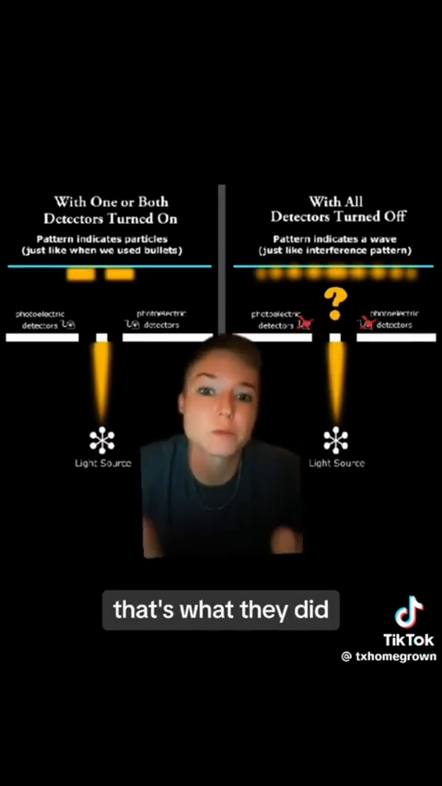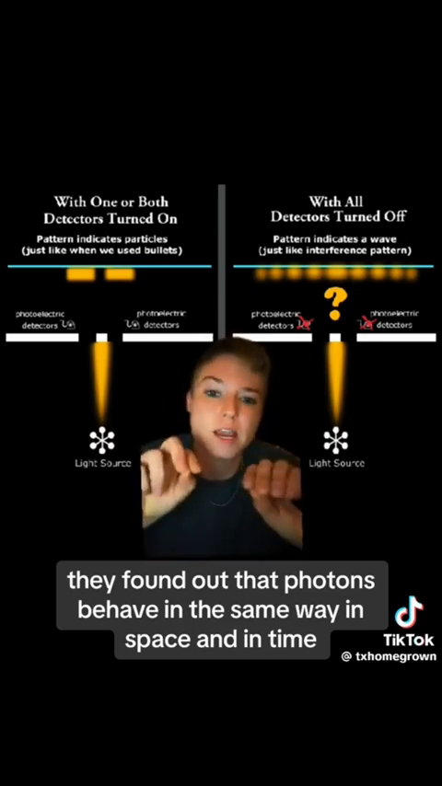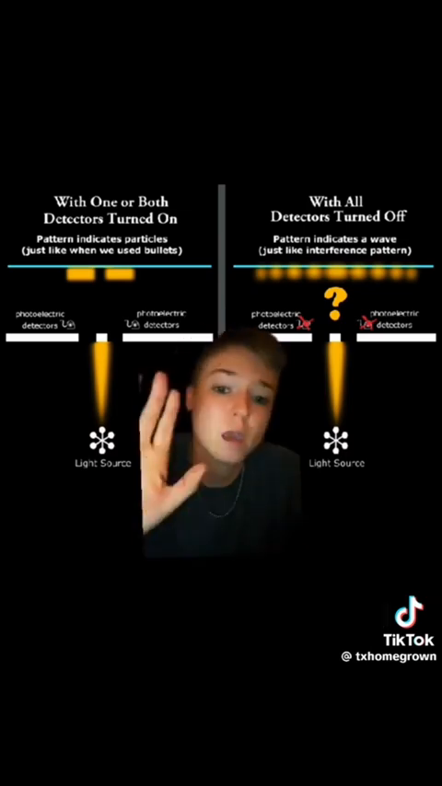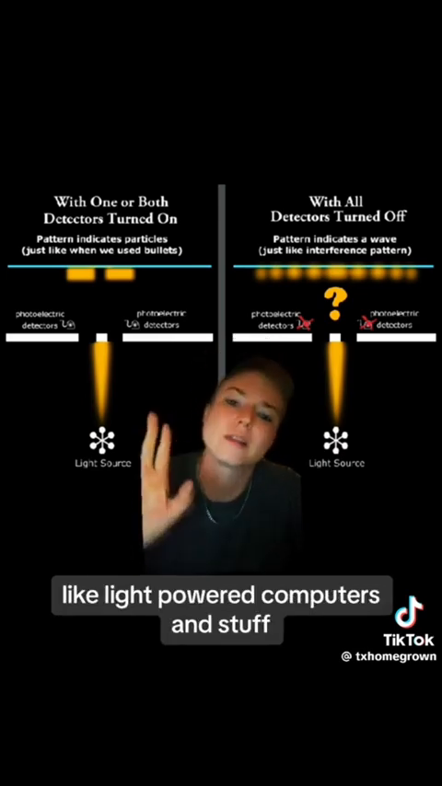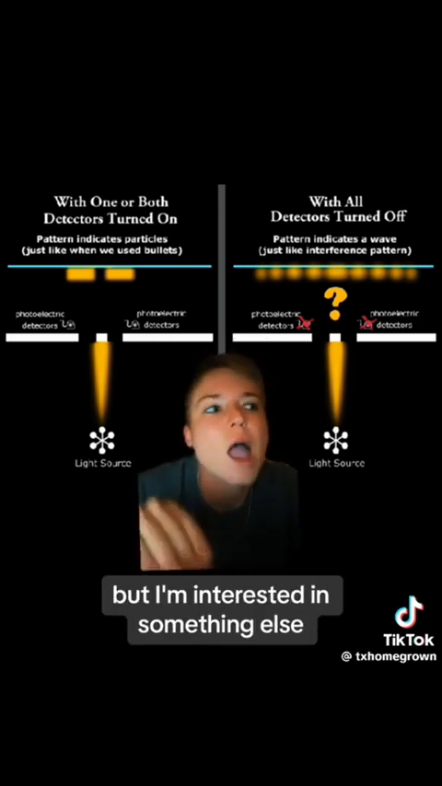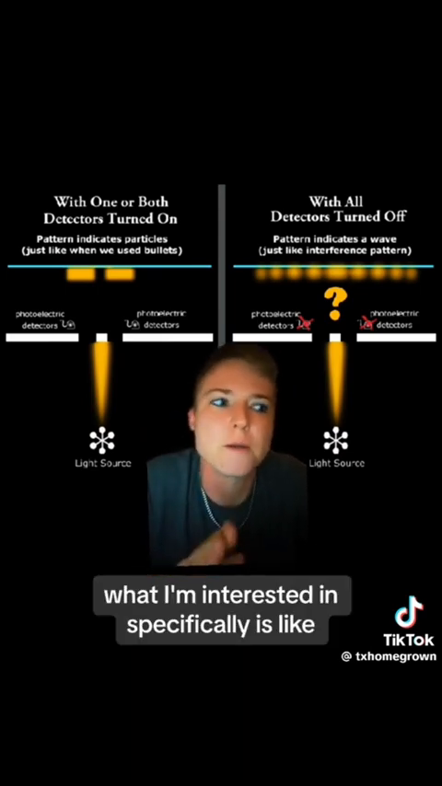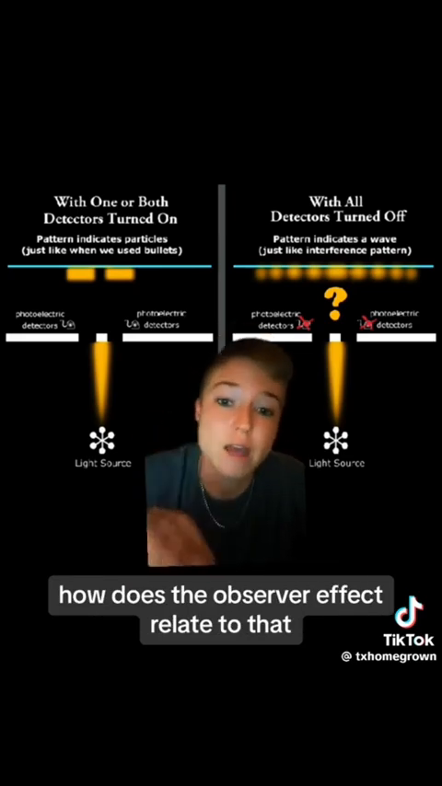So that's the experiment. That's what they did. They found out that photons behave in the same way in space and in time. Now, they went on to talk about implications of quantum technology, like light-powered computers and stuff, but I'm interested in something else. What I'm interested in specifically is how the observer effect relates to that.